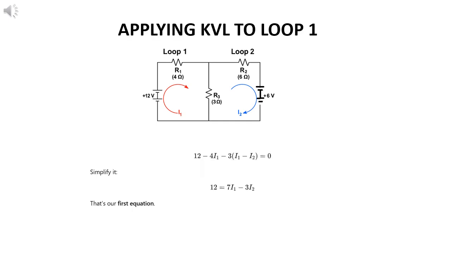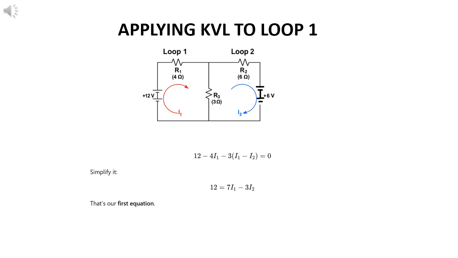Let's apply KVL to loop 1. Starting from the positive terminal of E1, we get 12 minus 4 I1 minus 3 times (I1 minus I2) equals 0. Simplify it: 12 equals 7 I1 minus 3 I2.